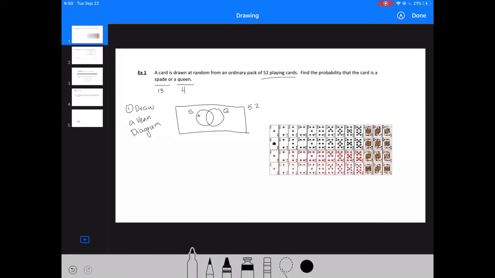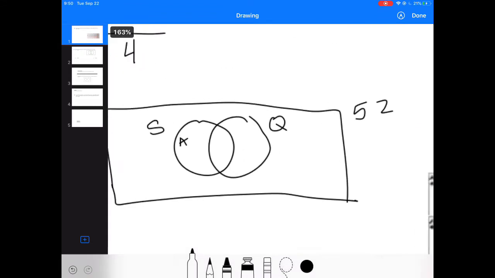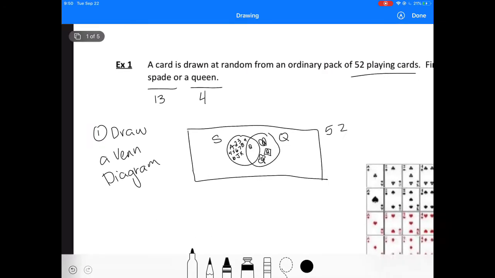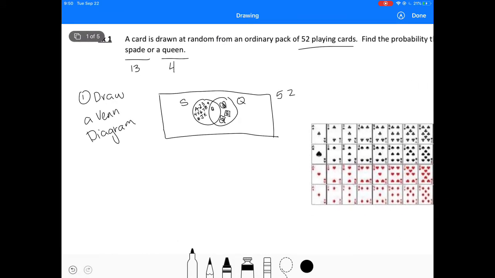So for spades, we've got ace, 2, 3, 4, 5, 6, 7, 8, 9, 10, jack, queen, that's also a queen, and then a king. And over here, I'm going to have the queen of hearts, the queen of diamonds, and then the queen of clubs. So I only have one item that intersects.